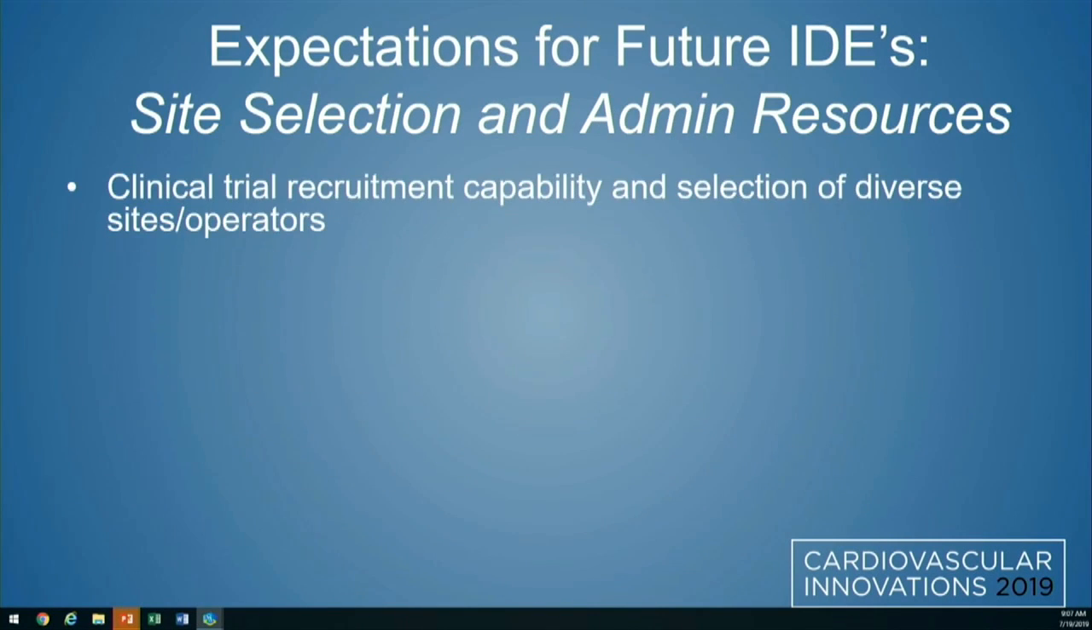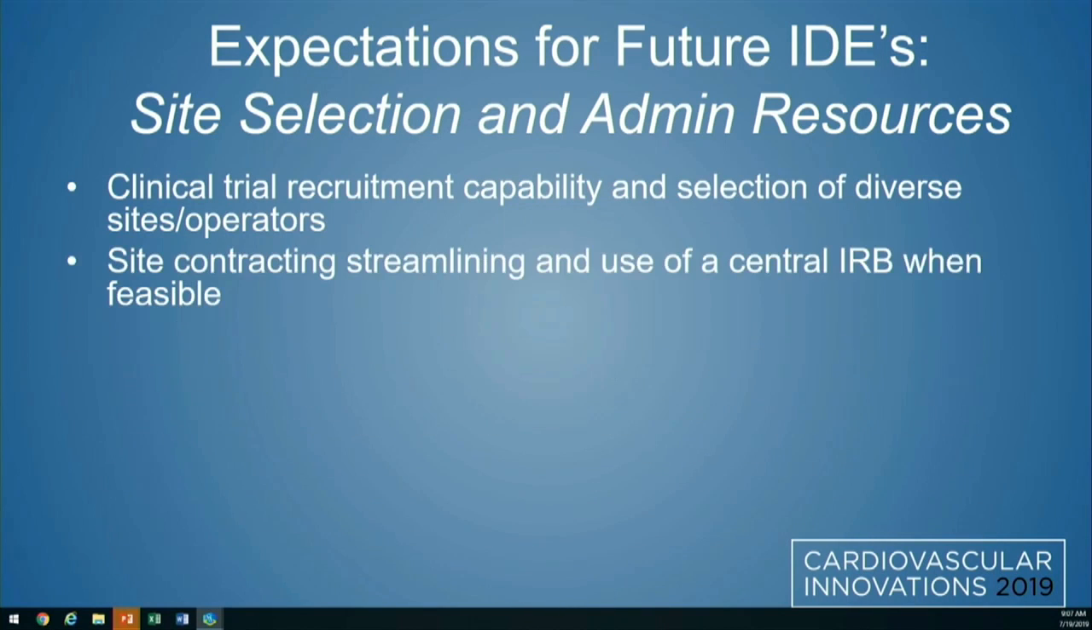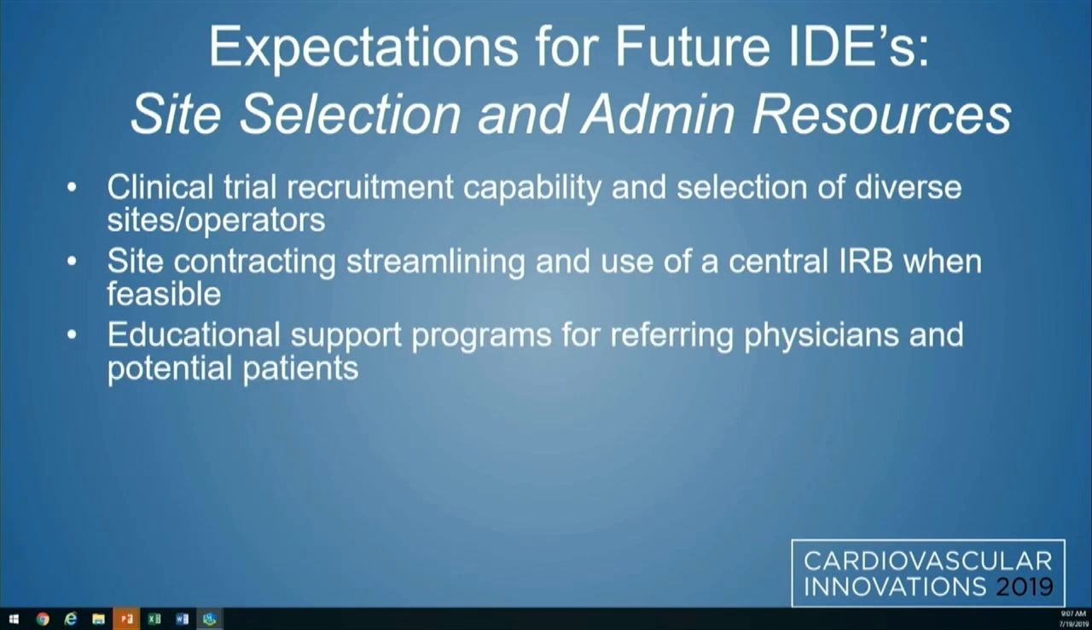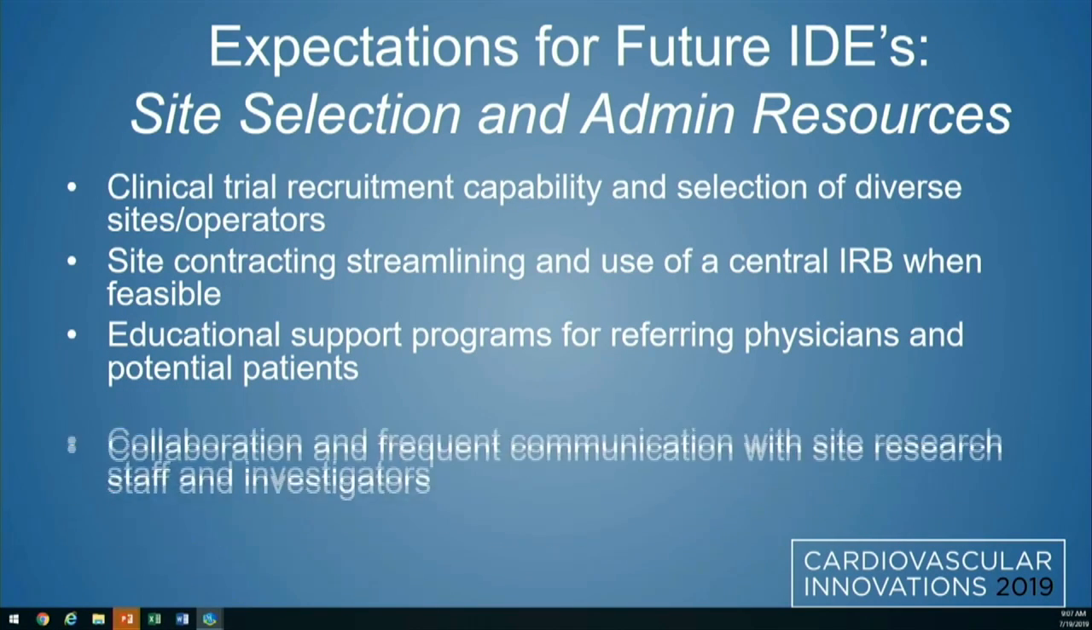From a site selection standpoint, it's important for clinical trials to recruit sites that are capable of actually enrolling patients, and this has been very difficult. Sites contracting with their IRBs and having a streamlined approval process is also key, and sometimes it can be a central IRB that can help to do that. Educational and support programs for referring physicians and potential patients, and industry can sometimes help with sites doing that.